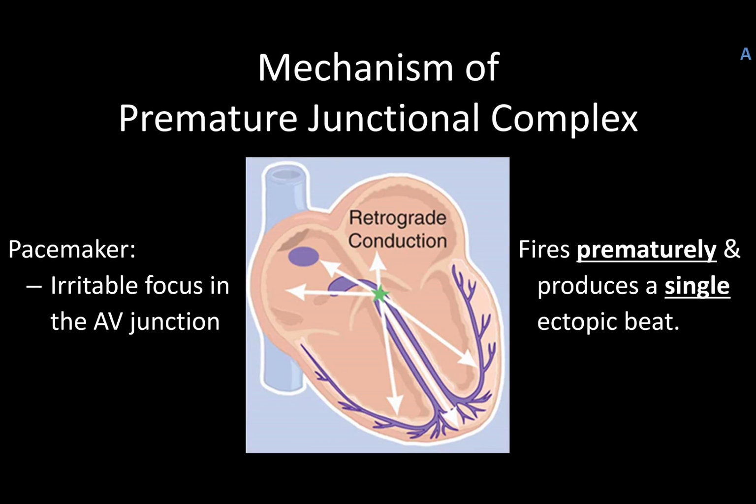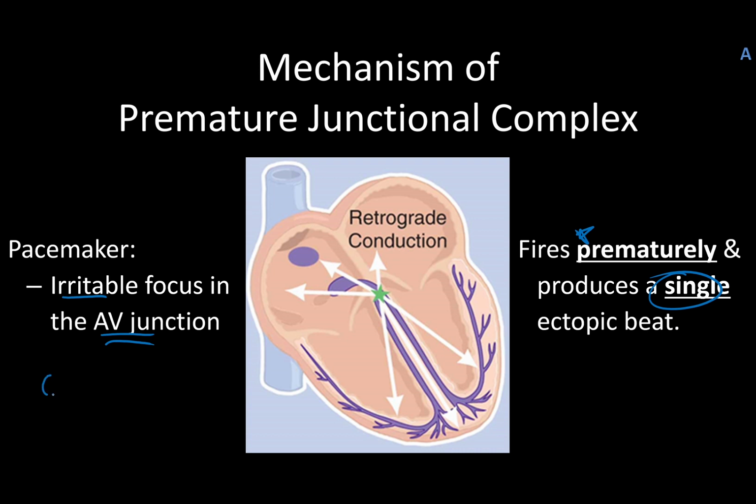Starting quite simply, the mechanism for a premature junctional complex. The ideas are based upon what we've already talked about. Like all premature beats, it is based off of an irritable focus. In this case, it happens to be in the AV junction. What happens is two different things. It obviously is firing prematurely. It only produces a single ectopic beat. This is not an organized rhythm.